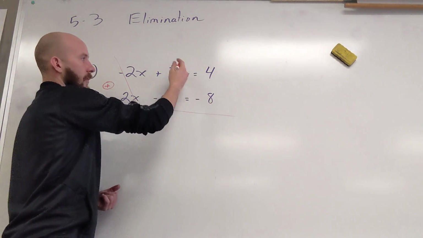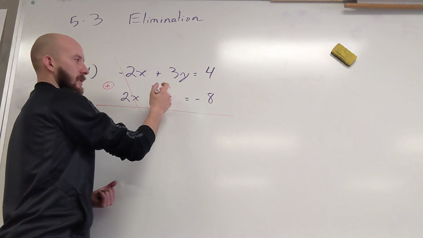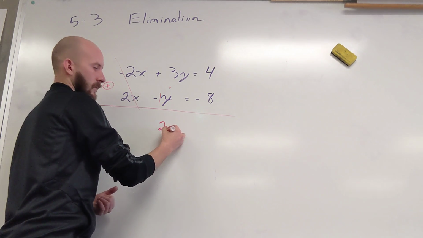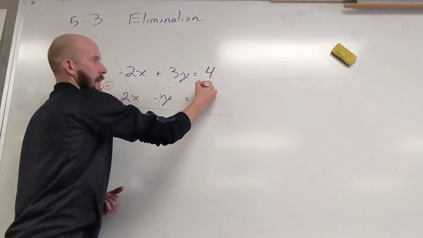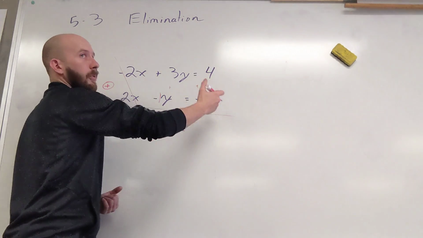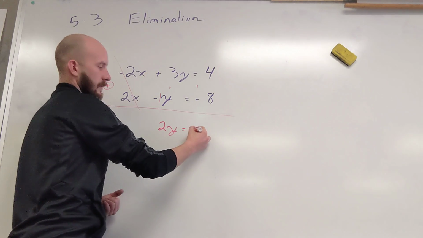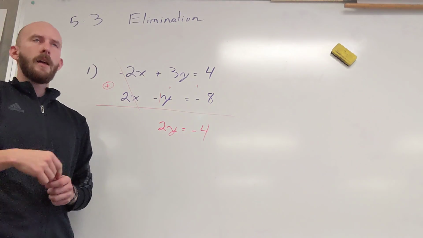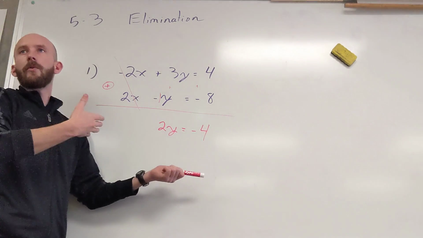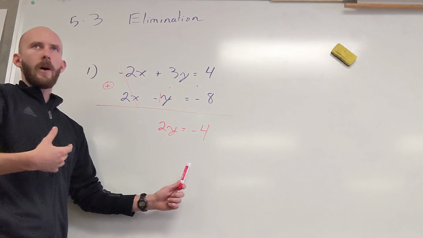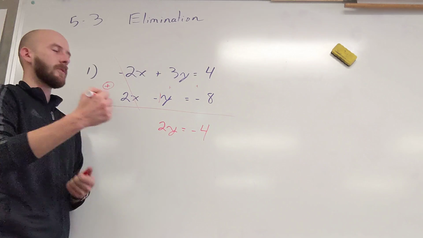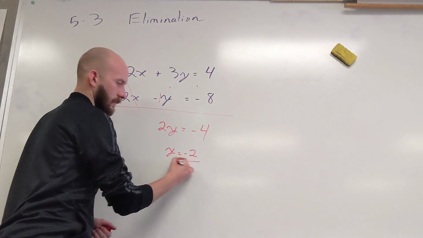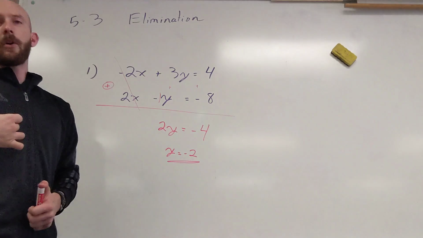So I'm adding here, so 3 plus negative 1 is 2y. And then I add here as well, 4 plus negative 8 is negative 4. Okay. Now, again, I got rid of one variable, so I've only got a y, so I can solve for y now. Just divide by 2. y equals negative 2. Okay. So that's part of my answer.